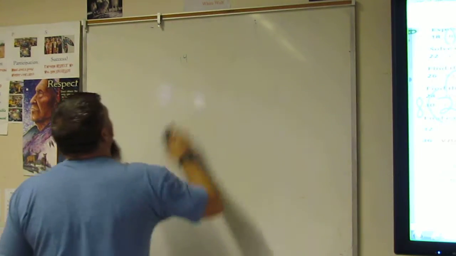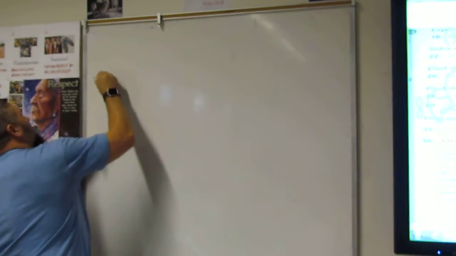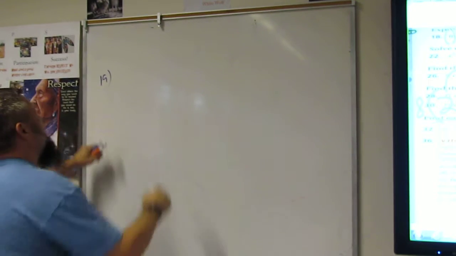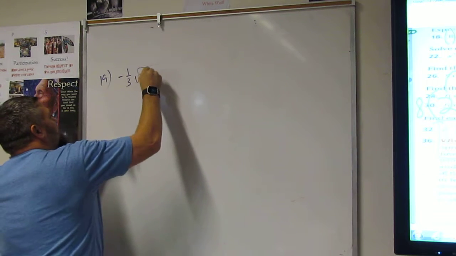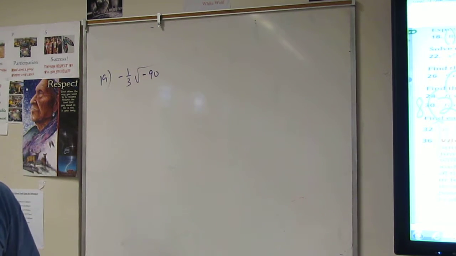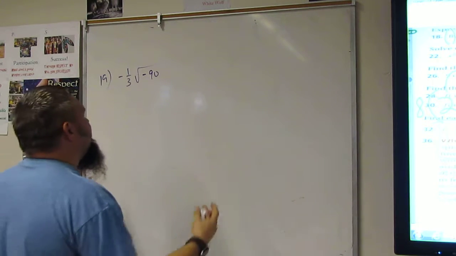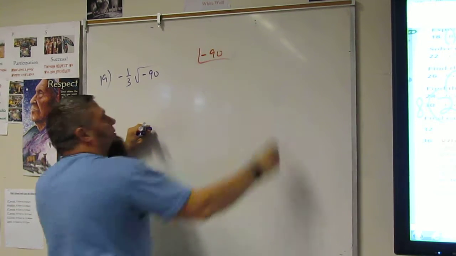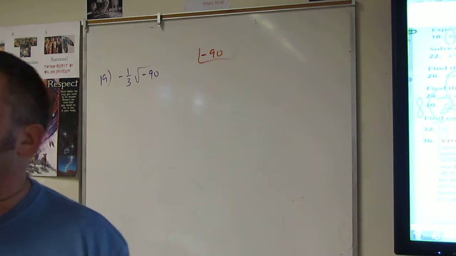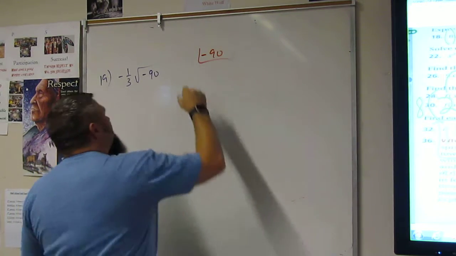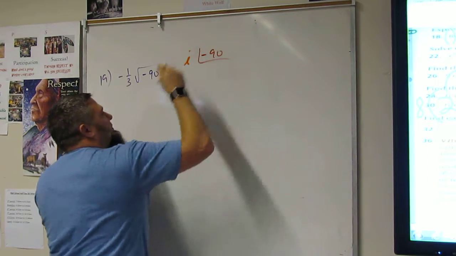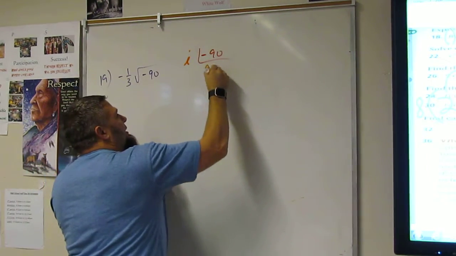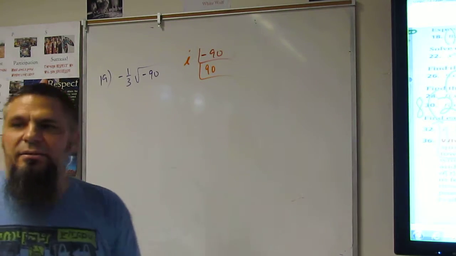That was 11. 19 gives me negative 1/3 square root of negative 90, right? And then I'm going to break down the negative 90. I just worry about what's in the box first. And I break that down by taking out an i. The i comes out first. No matter what, that's coming out. Then I'm left with 90. Okay? Now I just take 90 and break it down.